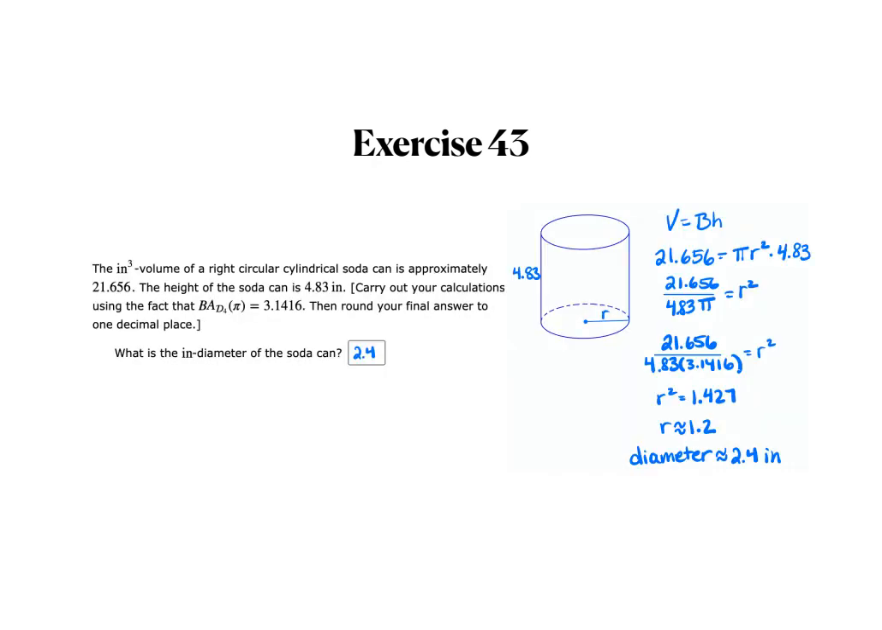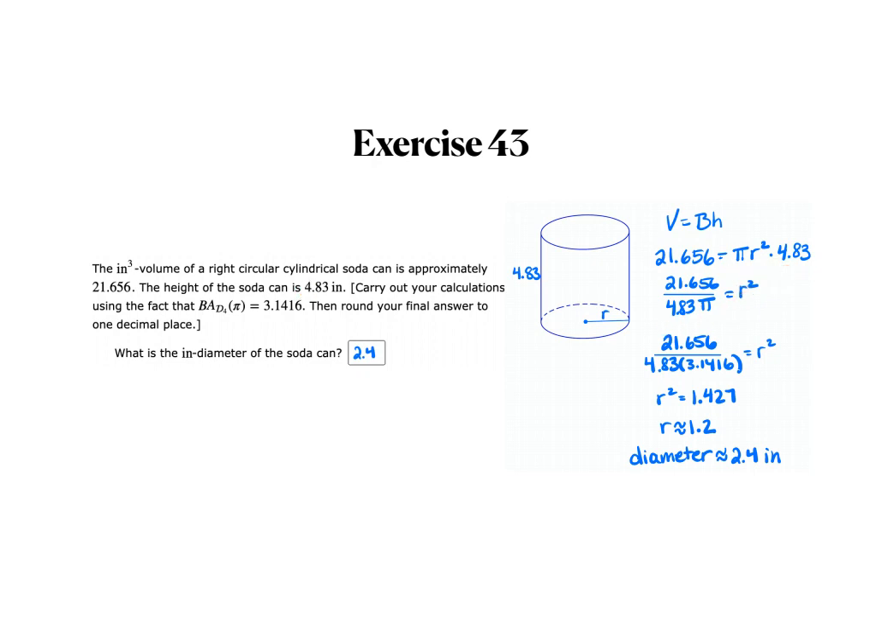So in this problem, we have a right circular cylindrical soda can where the volume is 21.656. The height of my soda can is 4.83 inches, and I would like to find the diameter in inches. So I start off with my formula, which is area of the base times the height. I know my volume is 21.656. That's equal to pi r squared times the height, 4.83, which was given.